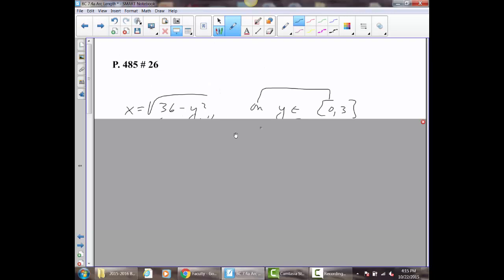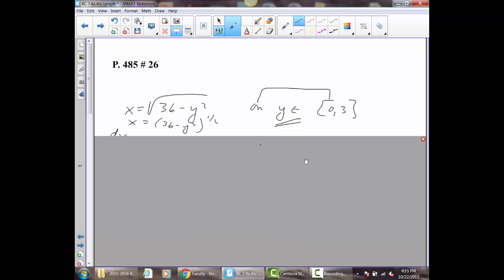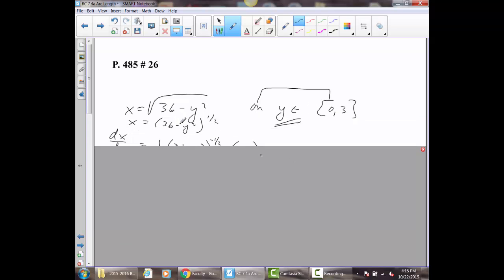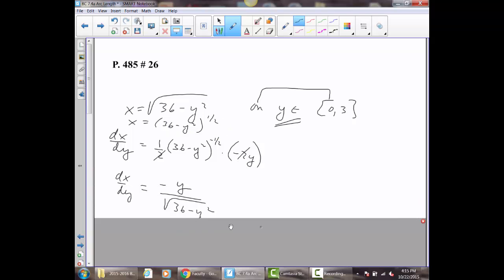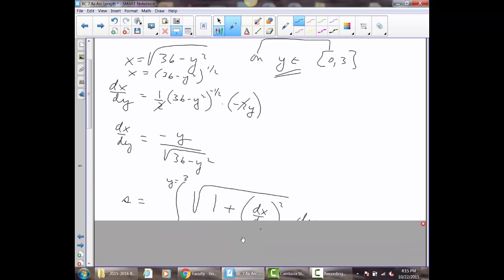Here's number 26. Notice right away this is x as a function of y, and that'll be for y from 0 to 3. So this, of course, is (36 minus y squared) to the half. I am going to need the derivative in my formula. That's going to be 1/2 (36 minus y squared) to the negative half times negative 2y. The 2's will cancel. I can send this guy to the bottom. It's the square root of 36 minus y squared. So that's my dx/dy.